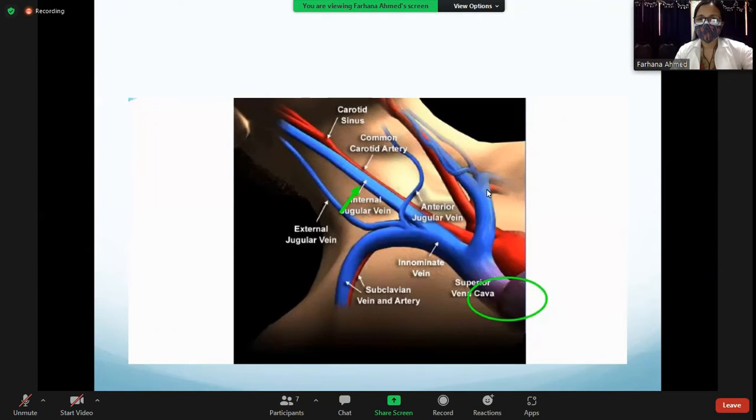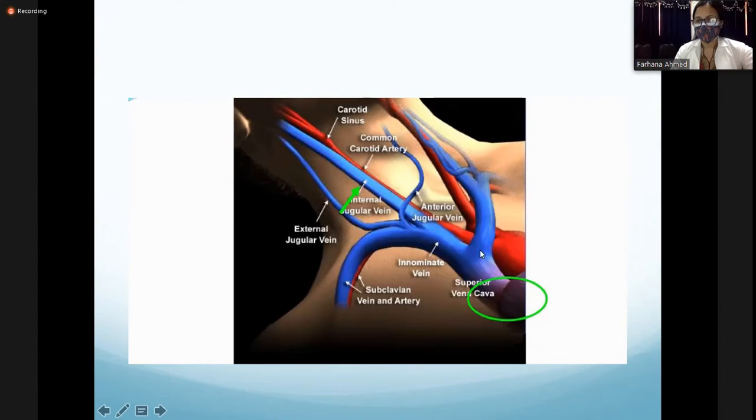So it may not reflect the direct pressure change of the right atrium to the left internal jugular vein, whereas the right internal jugular vein is more or less a straight course. So the change of pressure or wave in the right atrium easily reflects to the right internal jugular vein.